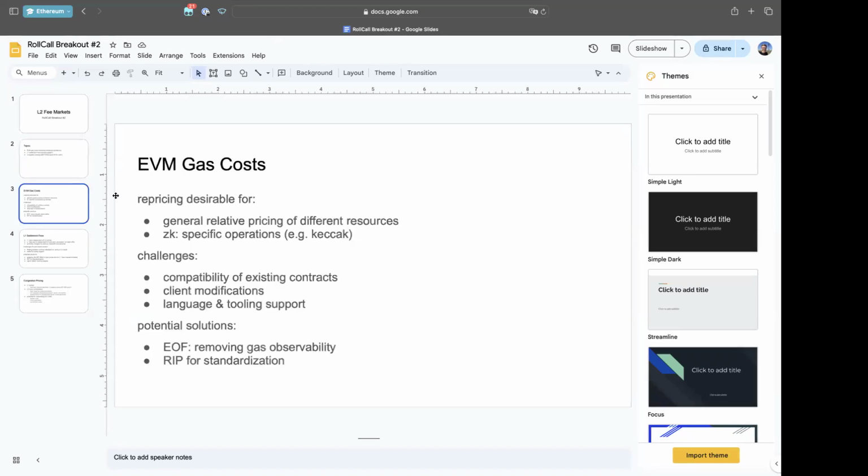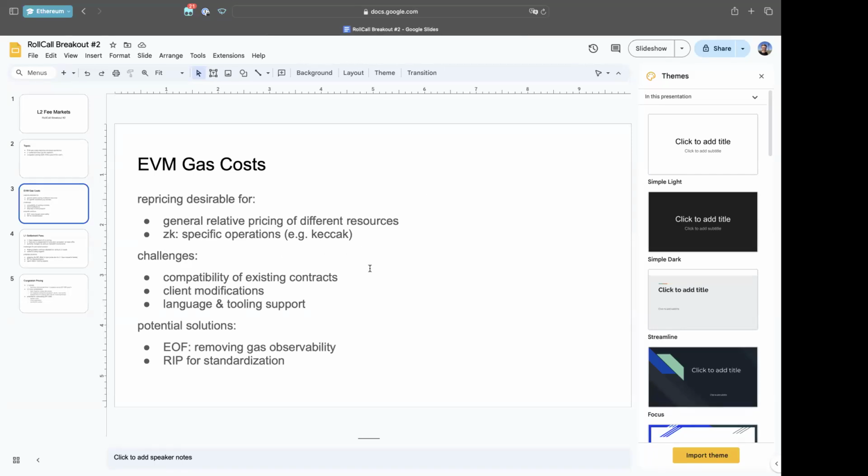So on the gas costs side, the idea is that in general there might be a somewhat different relative cost or maximum availability of different compute resources on layer two than on layer one, say bandwidth versus compute versus storage access. So how do we ideally price that all more appropriately? And then especially on the ZK side, there might be some specific operations that are vastly more expensive, and so ideally those also want to be repriced.